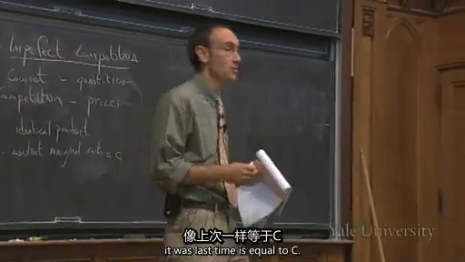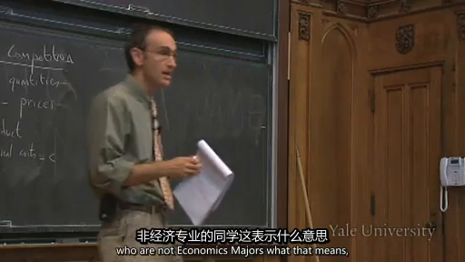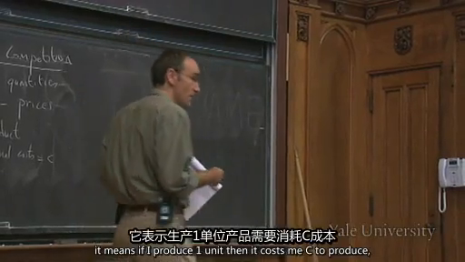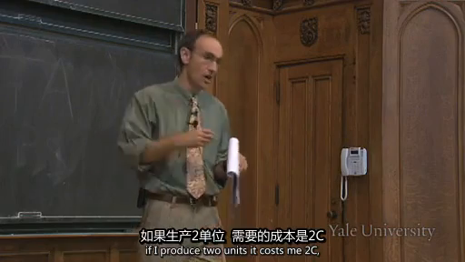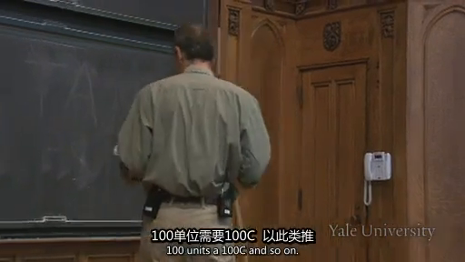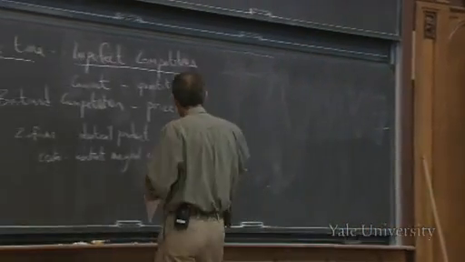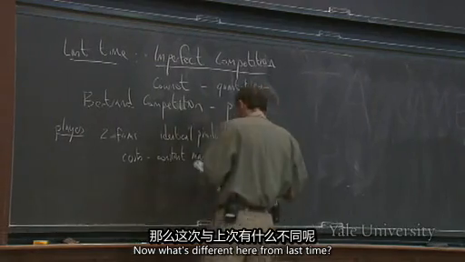Just to remind those people who are not economics majors what that means, it means if I produce 1 unit, then it costs me C to produce. If I produce 2 units, it costs me 2C, 100 units, 100C, and so on. All right? Now, what's different here from last time, I've already told you, but I'll repeat it.